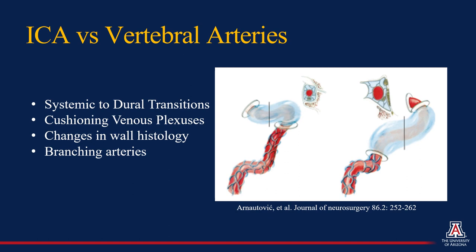The wall histology changes in that they lose elastic components, collagenous components, as well as muscular components, and they become thinner as they go from systemic to dural arteries. And they also have similar small branching arteries that course through these structures.